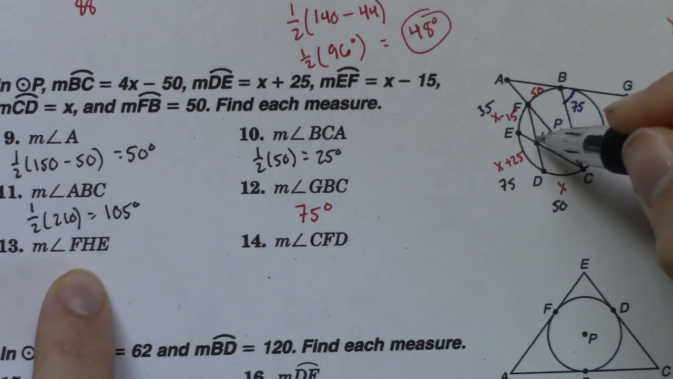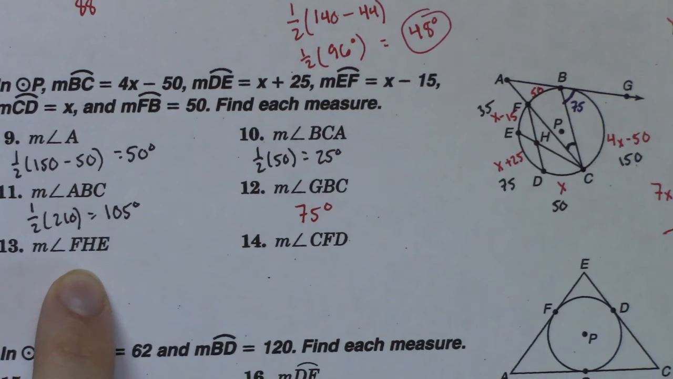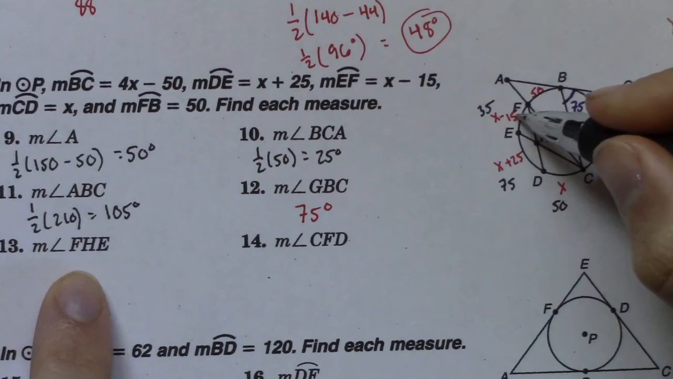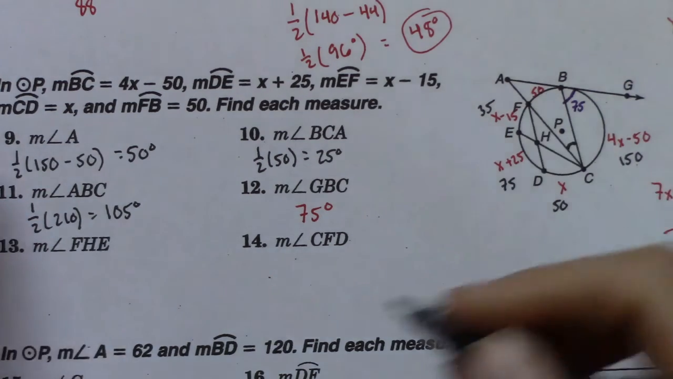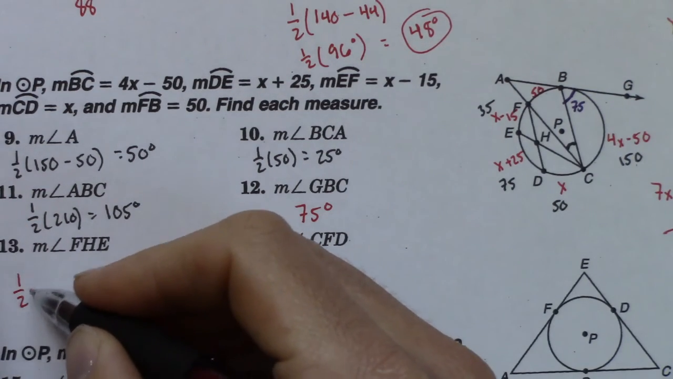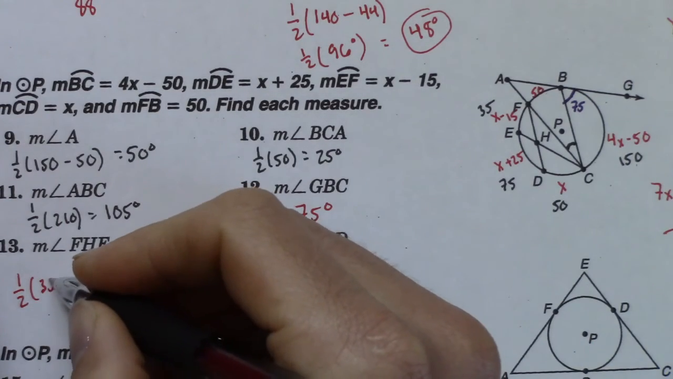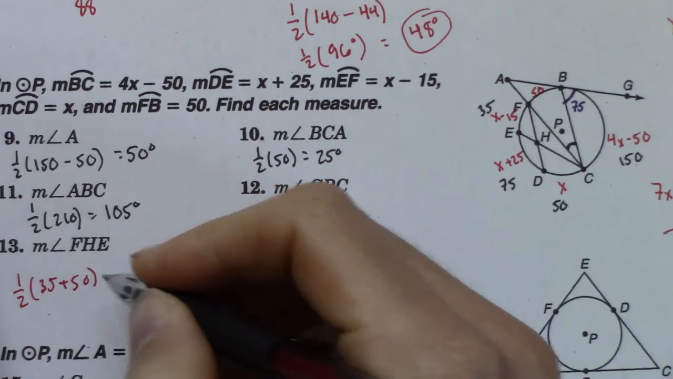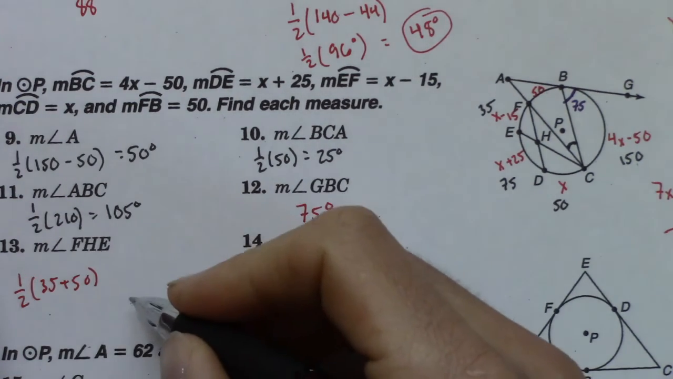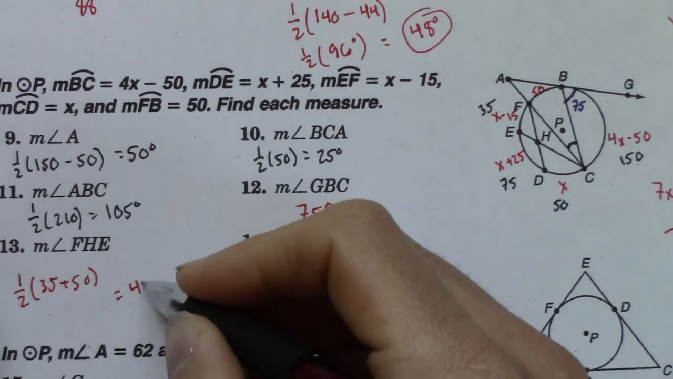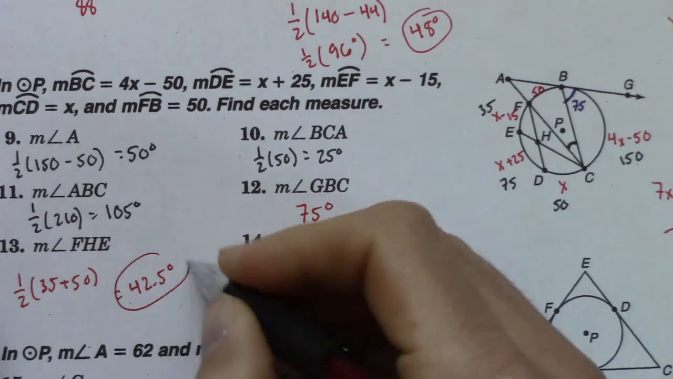FHE, now we've got an angle inside the circle. If you are inside the circle and you are not central, you are now 1/2 the sum of the intercepted arcs. So in this case, we're going to have 1/2 of 35 plus 50. Adding those together, I've got 1/2 of 85. 1/2 of 85 is 42.5 degrees.